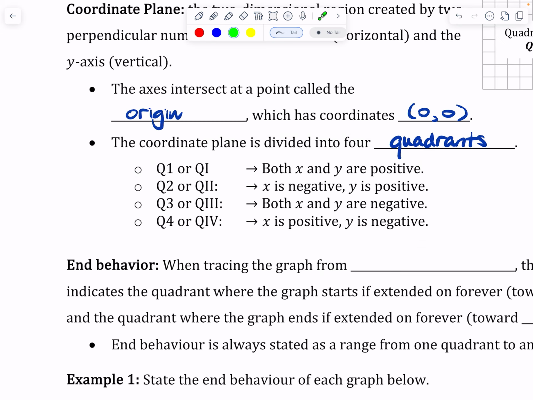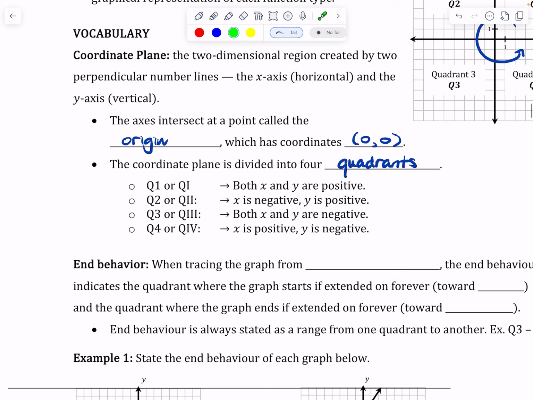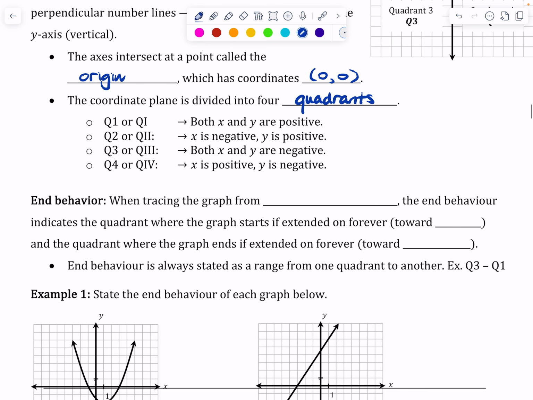With these polynomial functions, one of the characteristics that they'll all have is some kind of end behavior. And when you talk about end behavior, it's what's happening at the ends. Now, they go on infinitely in the left direction, in the right direction as well. When we talk about end behavior, we are always going to read the graph from left to right.